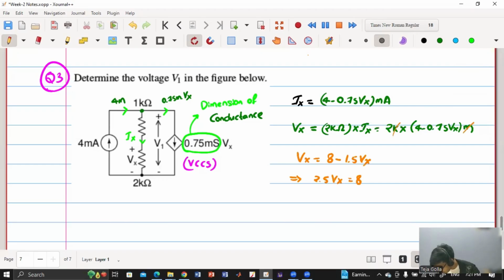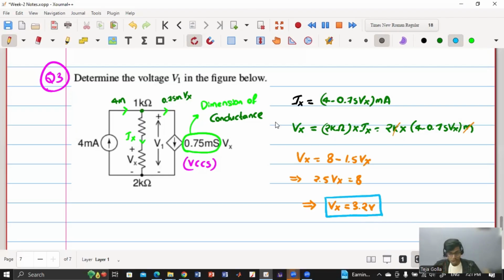So can someone tell me what will be the value of Vx here? What is the value of Vx? Anyone? So 3.2. Some people are mentioning 3.2 volts. Okay. So now I know Vx. And in the question, what are they asking?